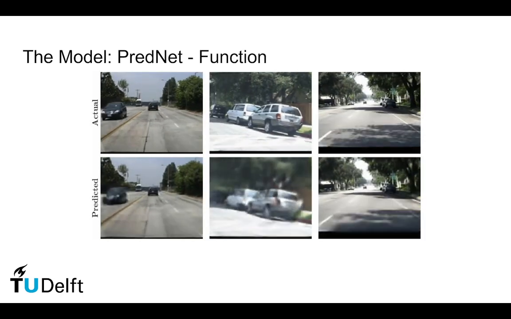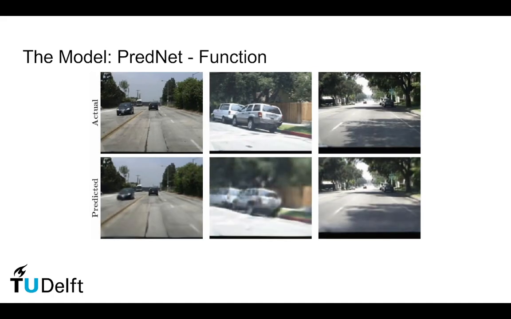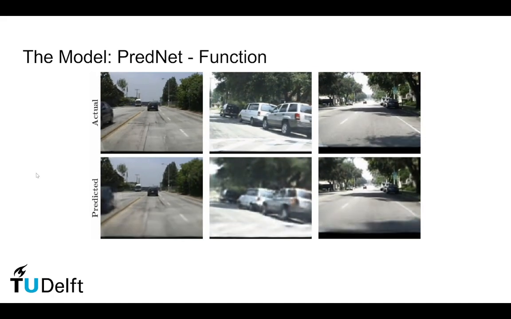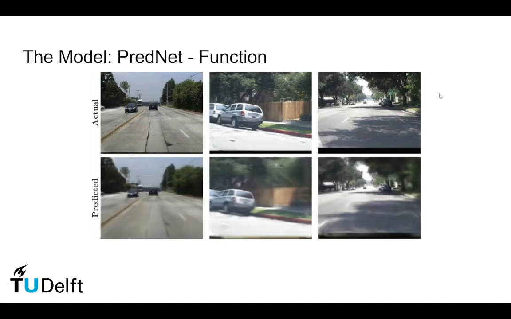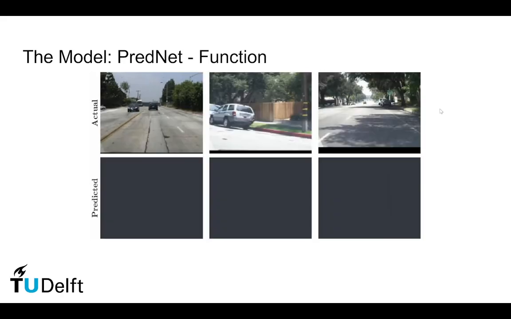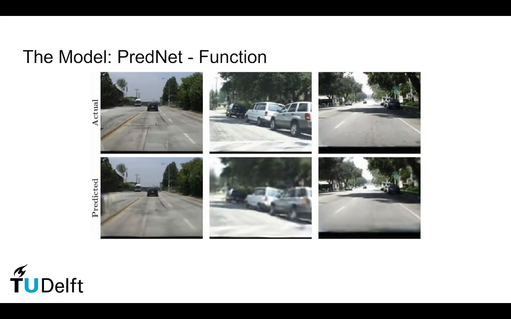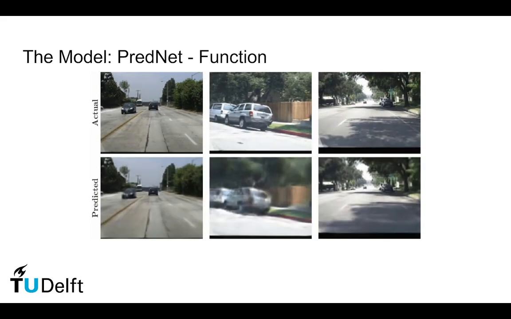First, by introducing the model. It's called PredNet, and it functions as a video prediction model. So in this top row, we will see 3 ground truth videos, and in the bottom row, we will see the predictions formed by the model.